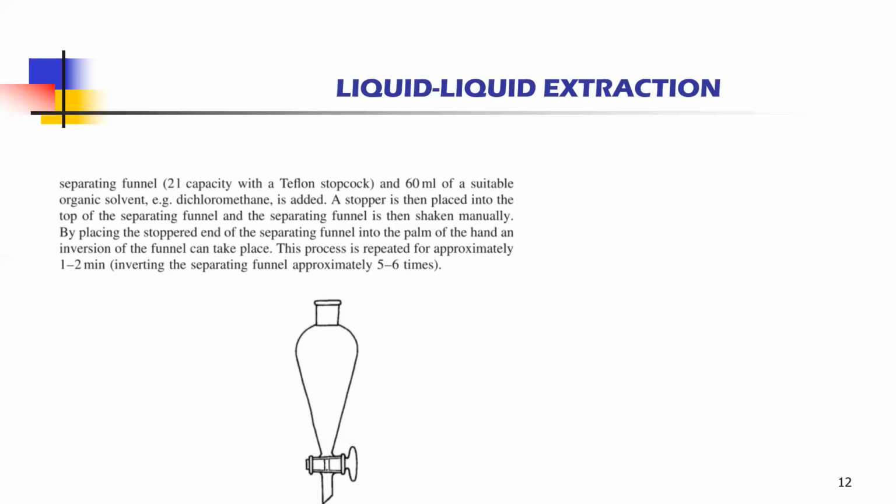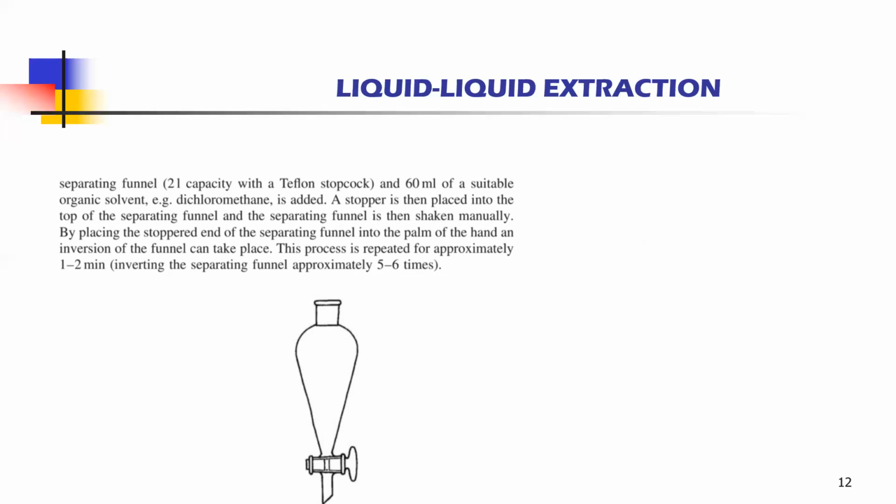For example, dichloromethane is added. A stopper is then placed into the top of the separating funnel, and the separating funnel is then shaken manually by placing the stoppered end of the separating funnel into the palm of the hand, and inversion of the funnel can take place. This process is repeated for approximately 1 to 2 minutes, inverting the separating funnel approximately 5 to 6 times.